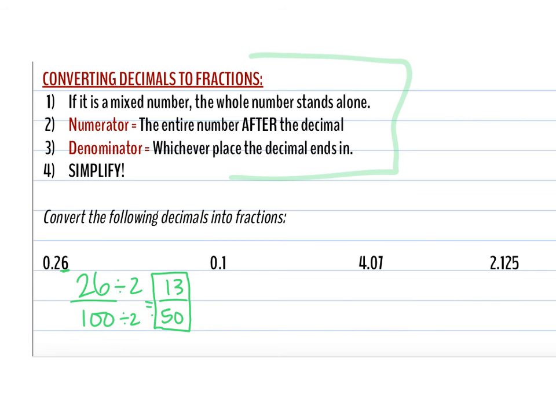Next one, if I read it, 1/10. So 1 with a denominator of 10. Can't be simplified. Next one, 4 and 7 hundredths. That looks like a 7 comparing it to the 1 there. So the whole number stays as a whole number. And then 7 hundredths, 7 over 100. Last one, and that can't be simplified at all, so it's done.